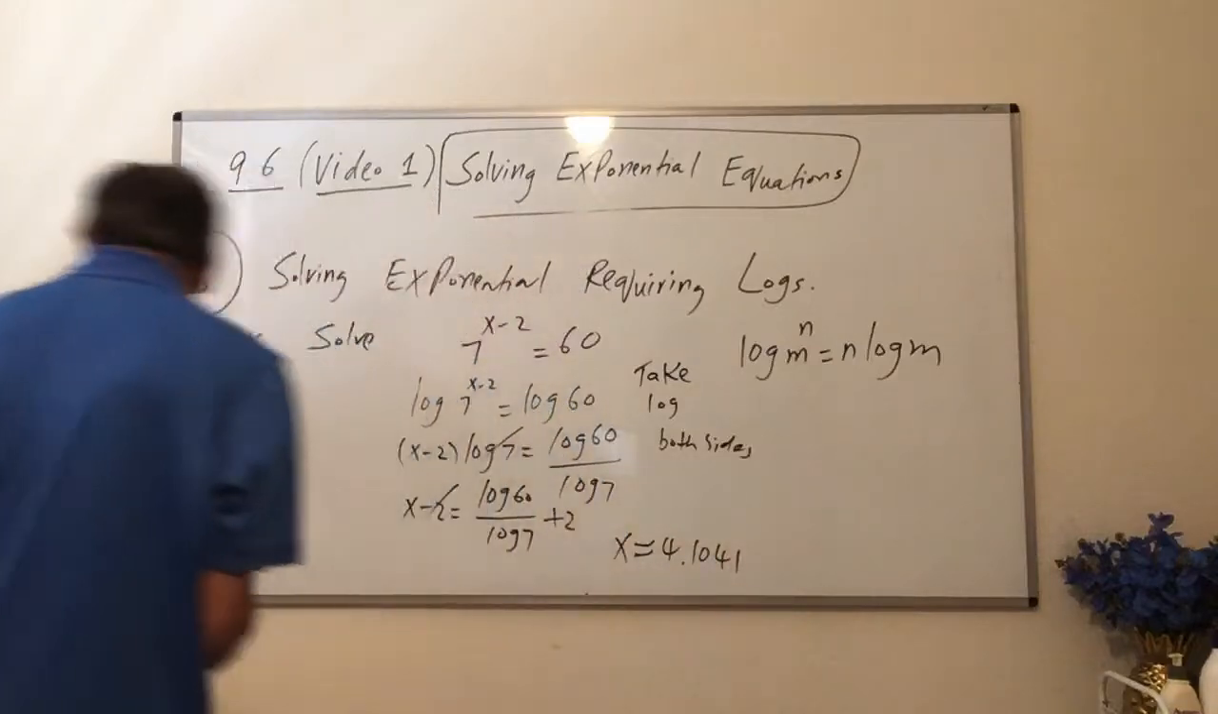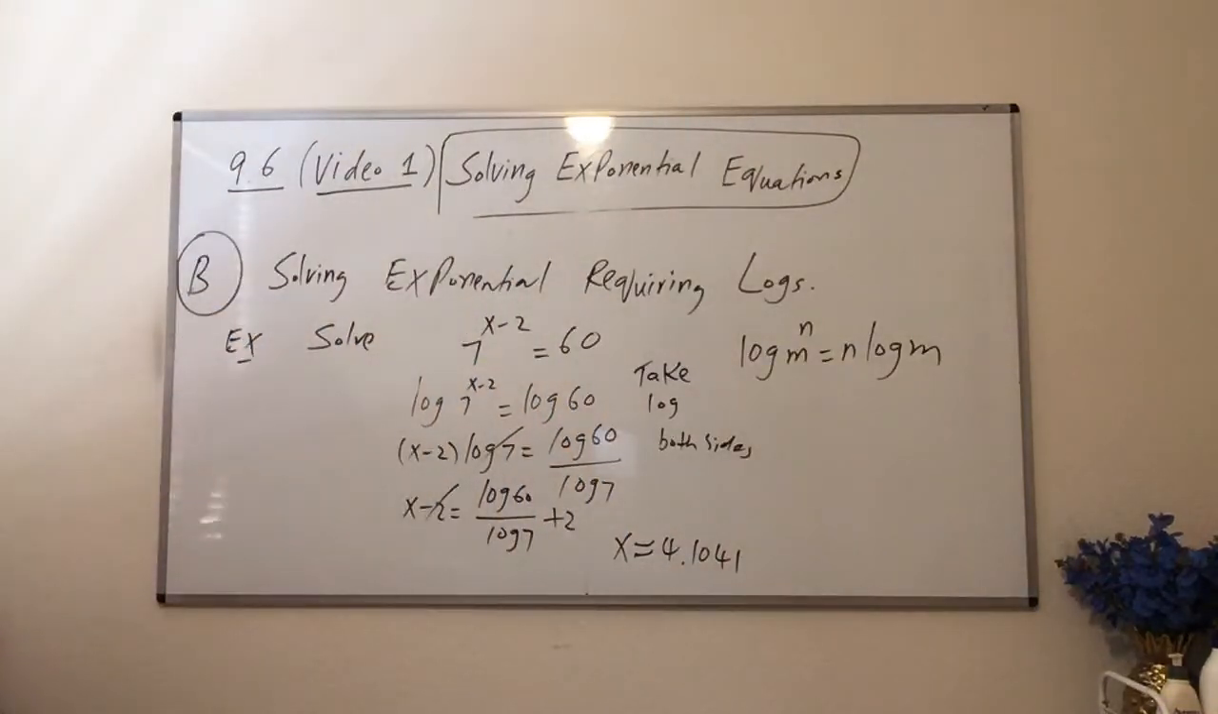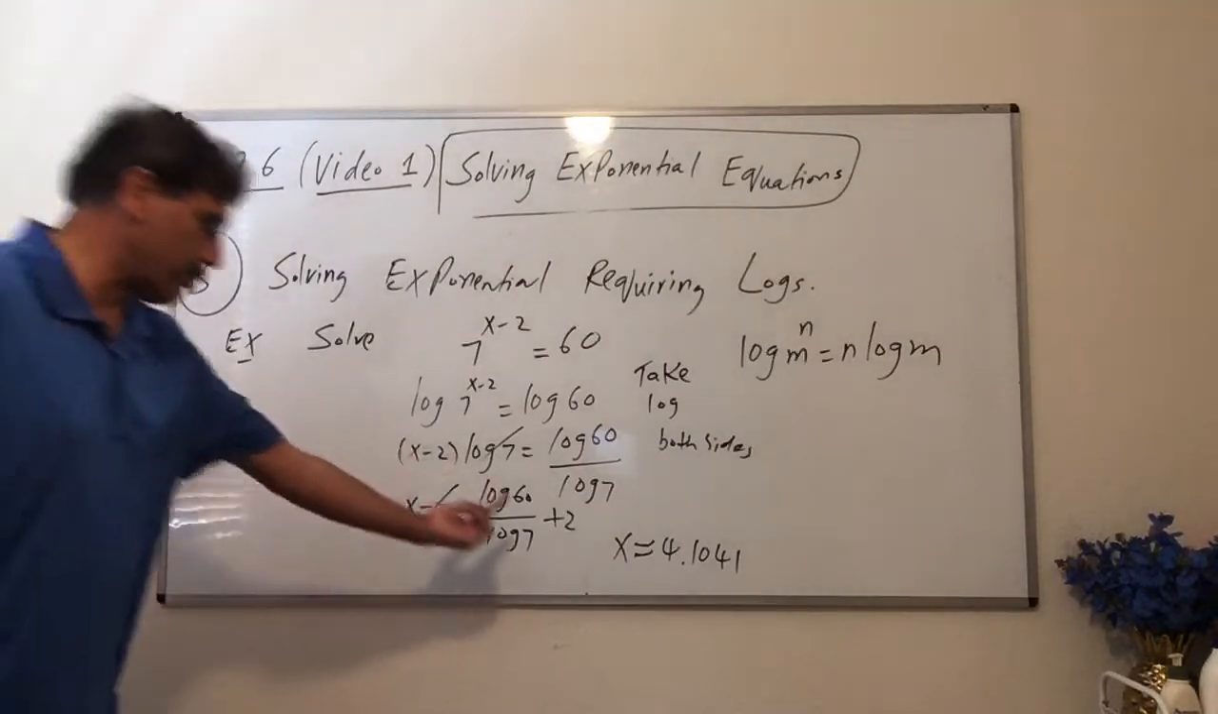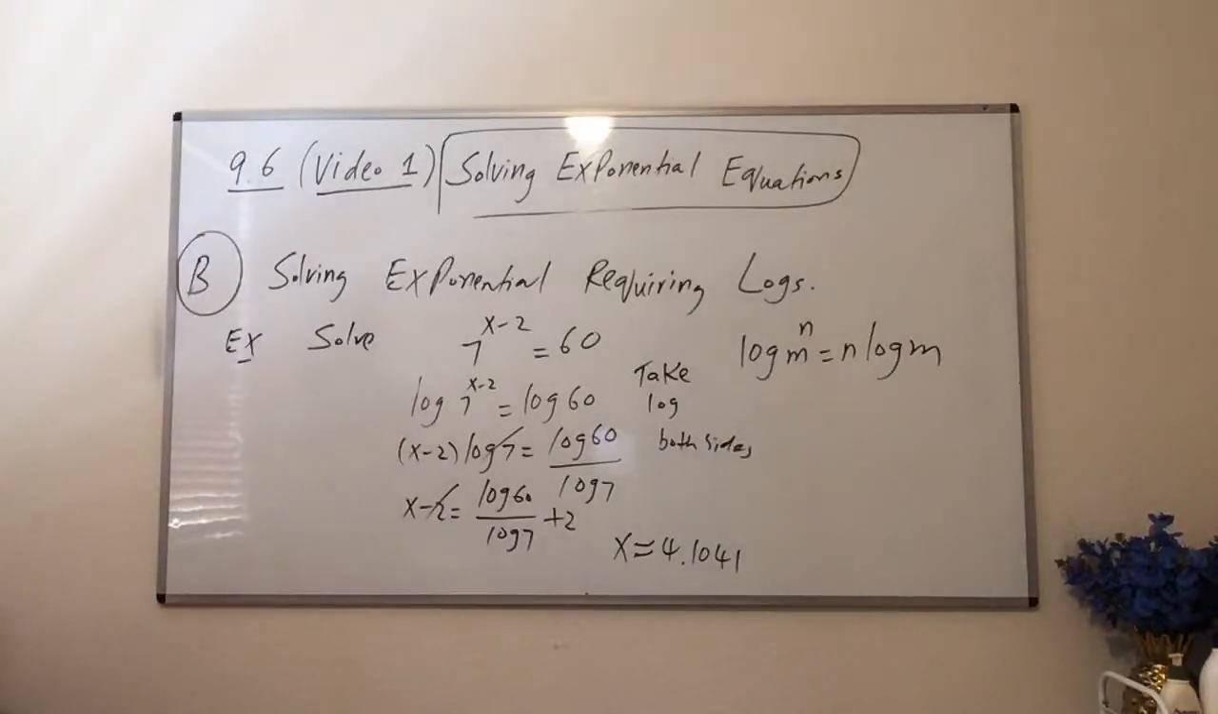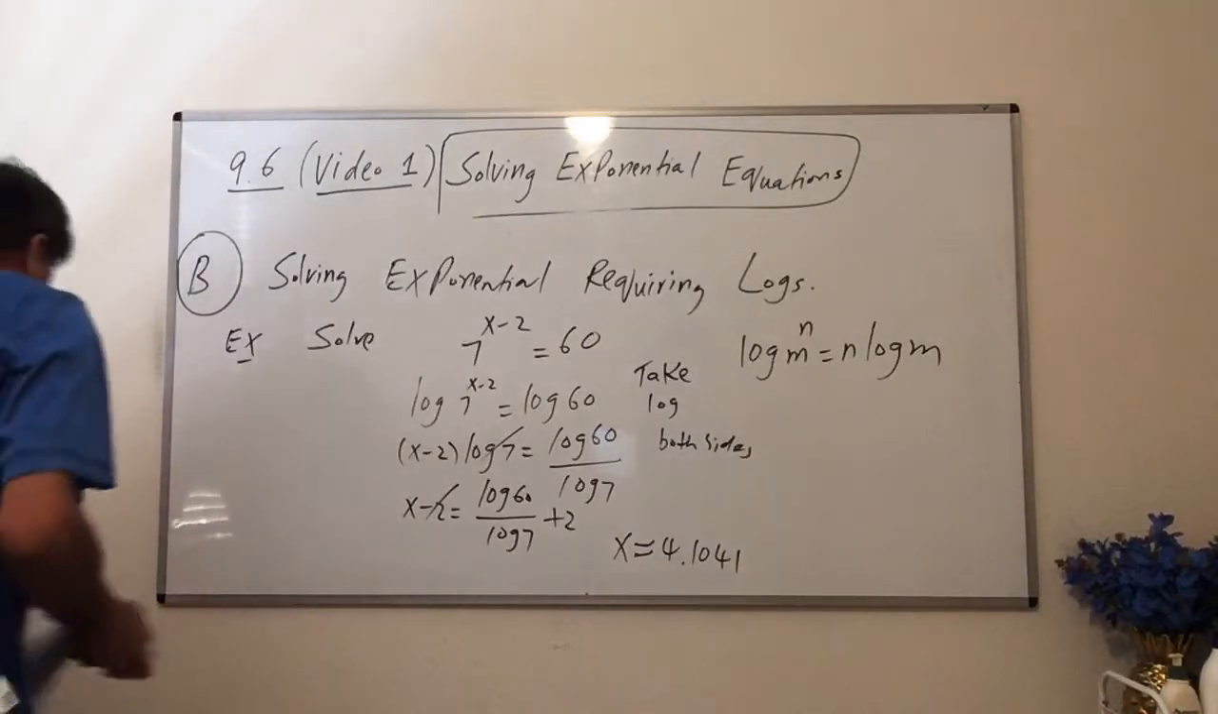4.1041. That's the answer. So go to the calculator. Make sure to do log 60 over log 7 first, and whatever the answer is plus 2, so it's approximately 4.1041, and he is keeping the 4th place value after the decimal. Okay, so let me maybe show you one more example from the textbook.